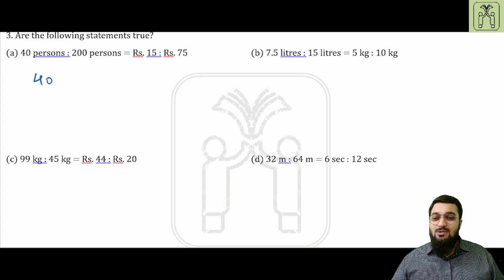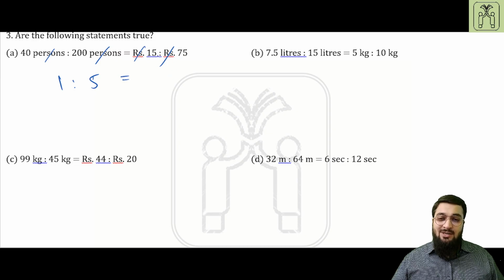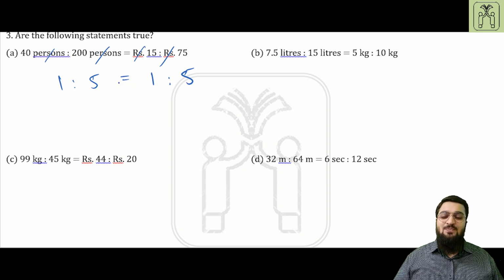So 40 persons, so person and person will get cancelled out. Rupees and rupees will get cancelled out as we did earlier. 40 is to 200 will give you 1 is to 5, and this will give you 15 and 75. So 15 ones are 15, 15 fives are 75, this will be 1 is to 5. So mathematically they are in proportion and the units have been cancelled out. So should we say that they are in proportion?